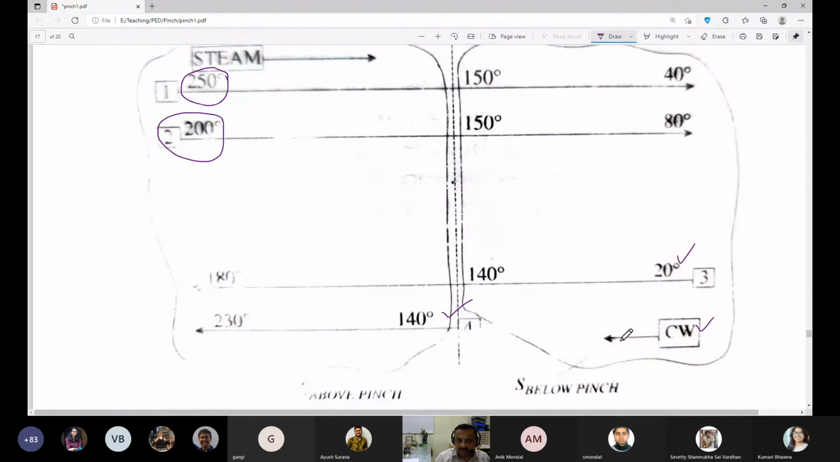So this stream is not there below the pinch. Below the pinch I have cooling water, 1 cold stream and 2 hot streams. So I have 4 streams below the pinch.